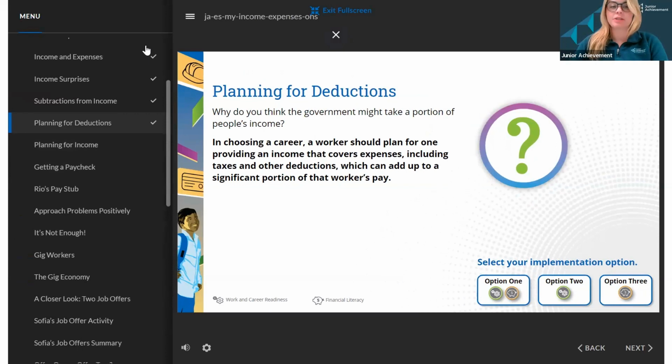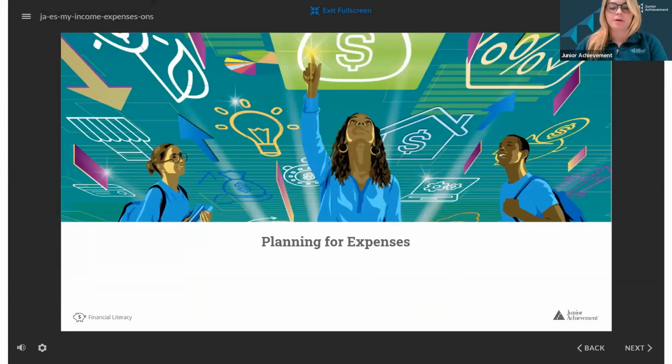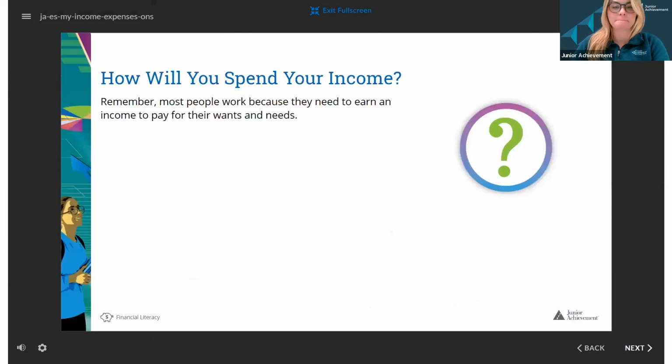To minimize this, I'm just going to click on the 3 lines. And there we go. So I'm going to select option 3, and we are going to be moving on to talking about planning for expenses.